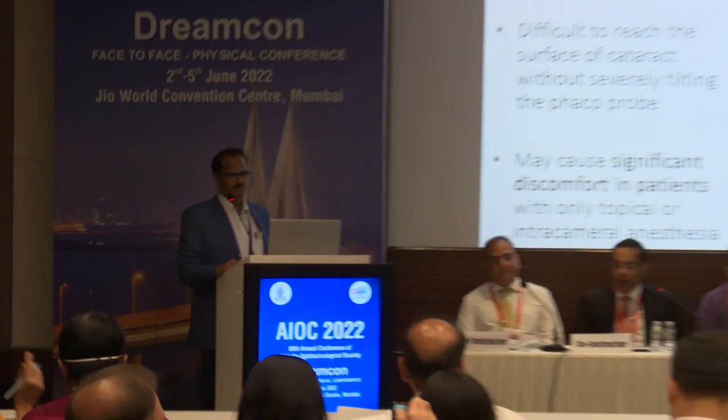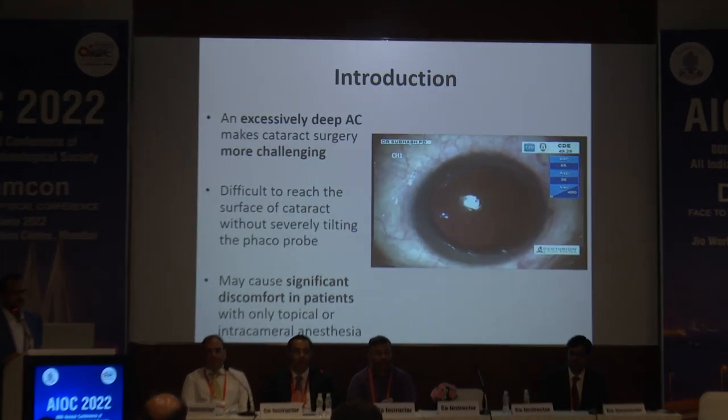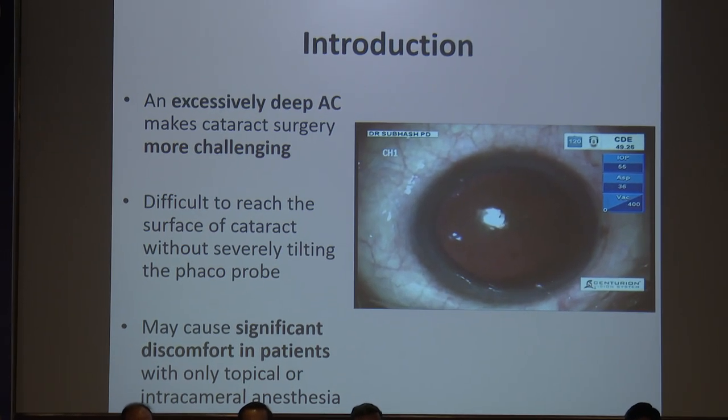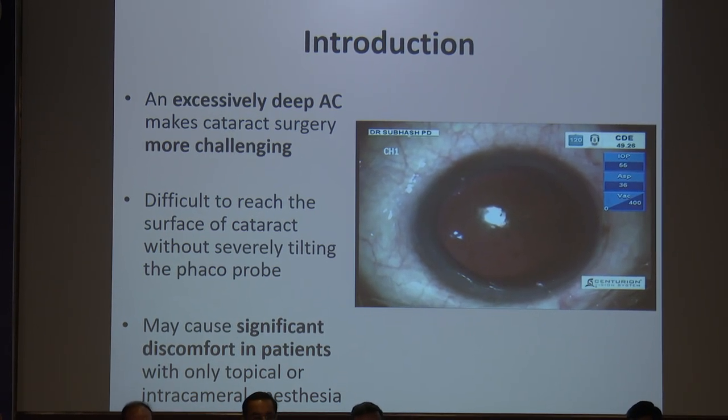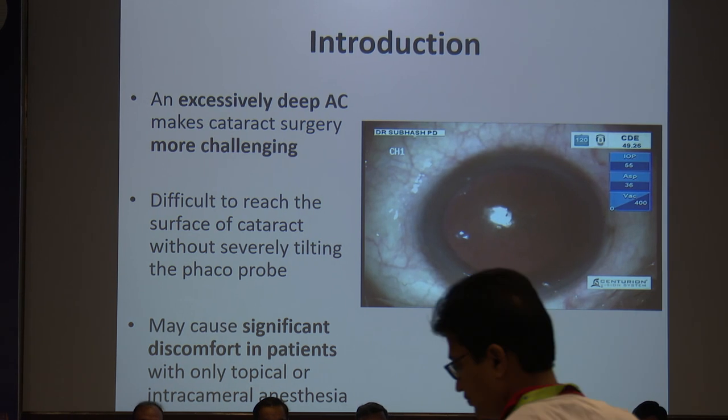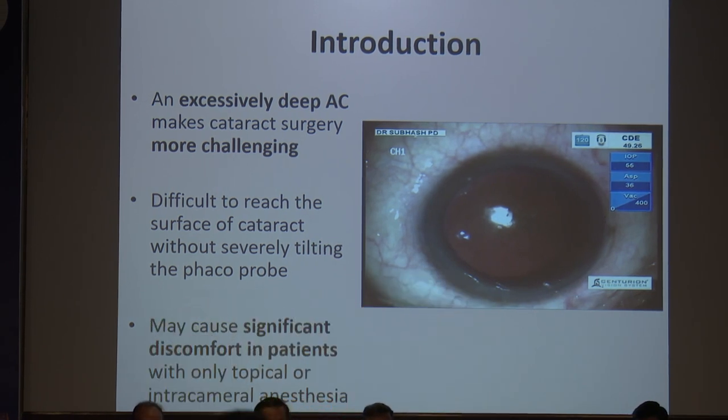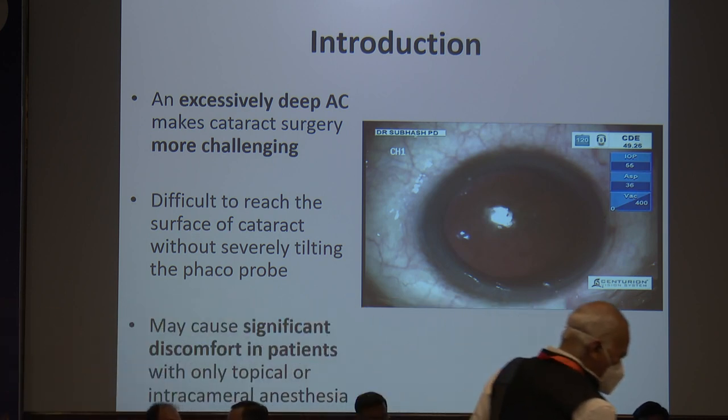So despite having very good machines, we can sometimes have this problem of excessively deep anterior chamber during cataract surgery, which makes the surgery really very challenging. It is very difficult to reach the surface of the cataract without severely tilting the phaco probe, and doing that you can severely tilt the wound and there will be distortion of the cornea, so visibility can be compromised. It may also cause significant discomfort to the patient operated under topical anesthesia. If the chamber suddenly deepens, the patient may have pain.